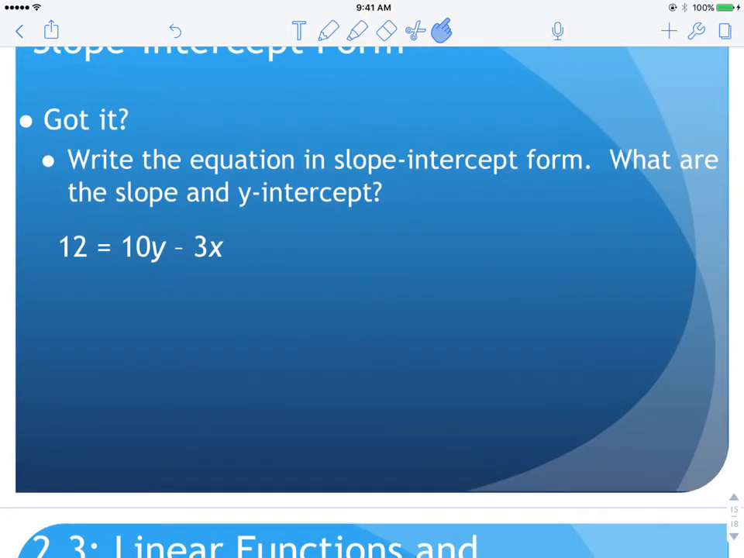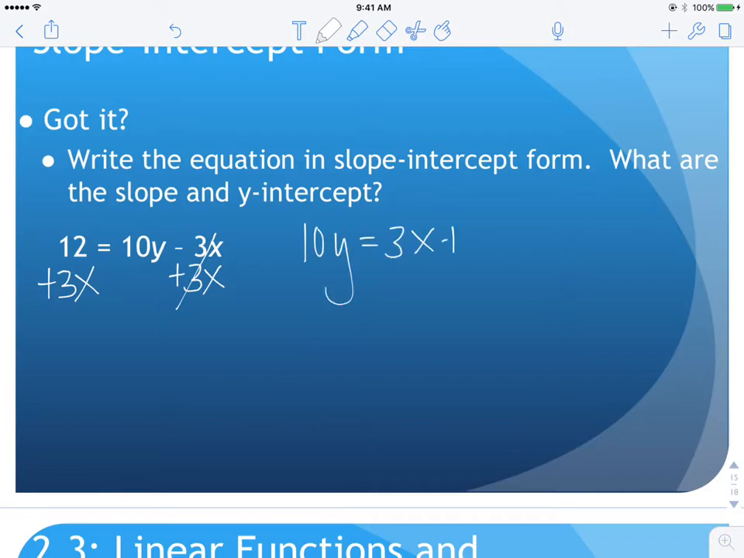Let's try another one. 12 equals 10y minus 3x. So again, we're going to start by moving the terms without a y to the other side. So I'm going to add 3x. So 10y will equal 3x plus 12. I have a number with y, the 10, so I need to divide both sides by 10.